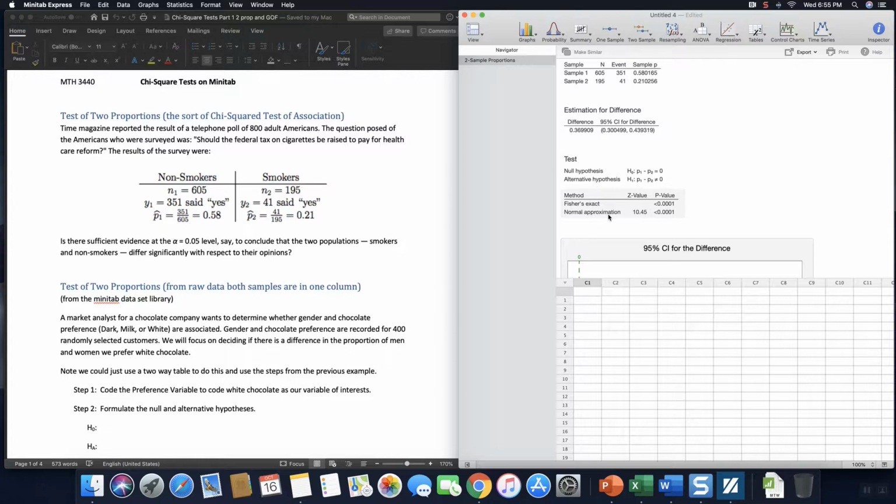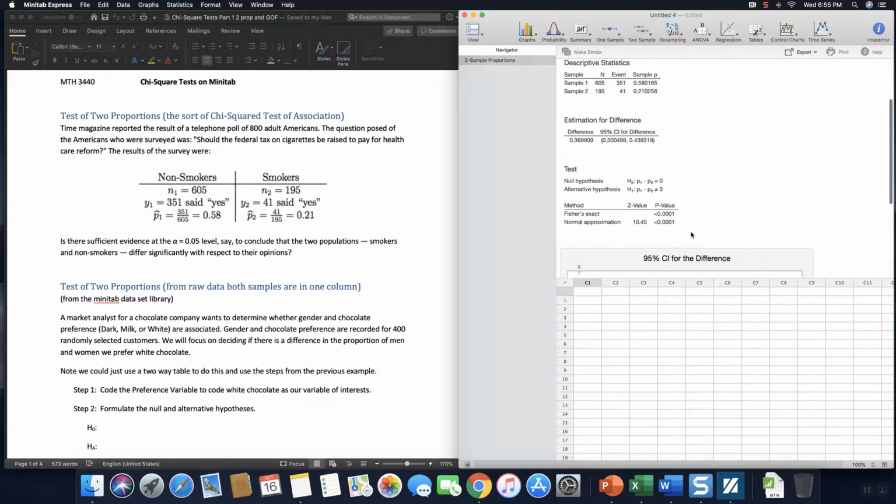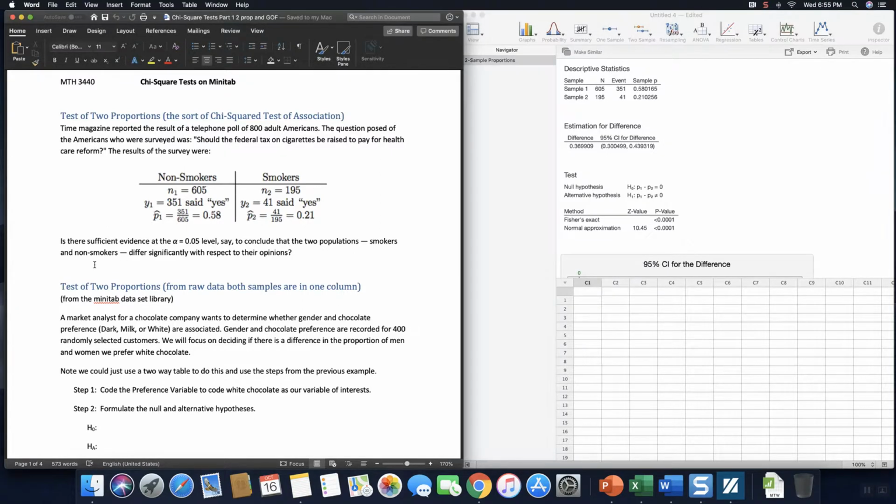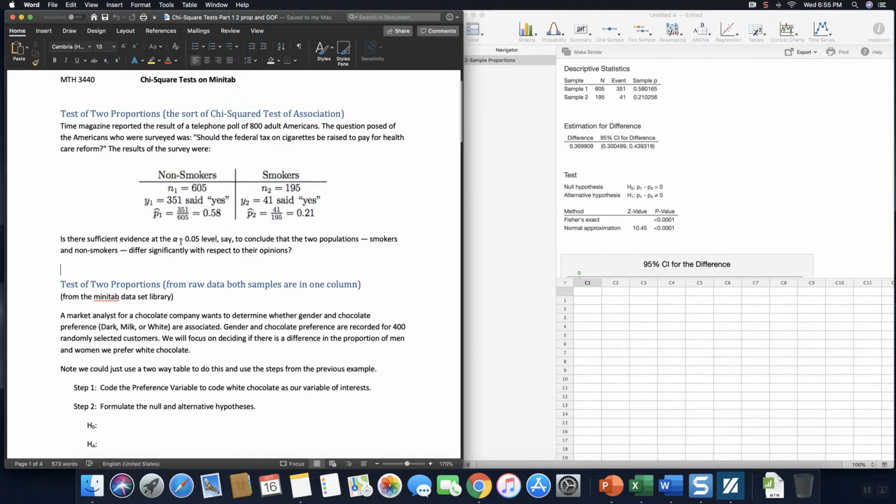So in particular, be careful with this because Minitab Express likes to report two values for this, and I just looked at the wrong one. We are using the normal approximation because it's the one that goes with our test statistic of z. Don't worry about the other one, we're never going to use it. Fisher Exact is just a slightly different way of calculating that p-value for the same z or test statistic.